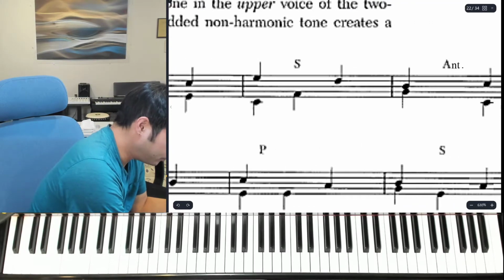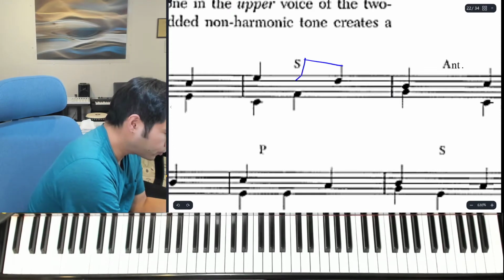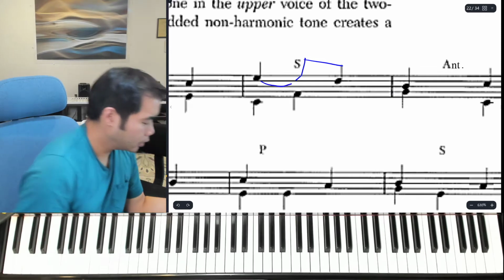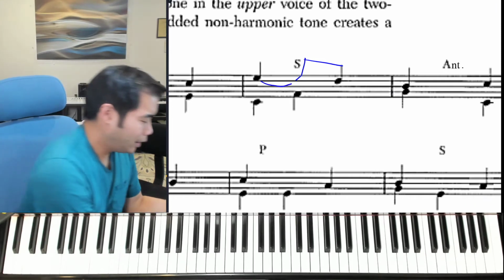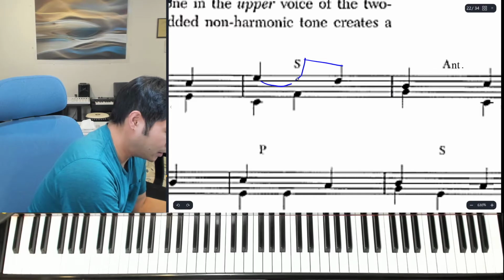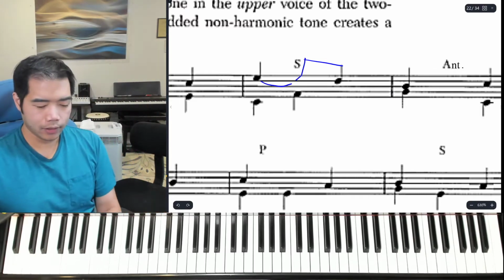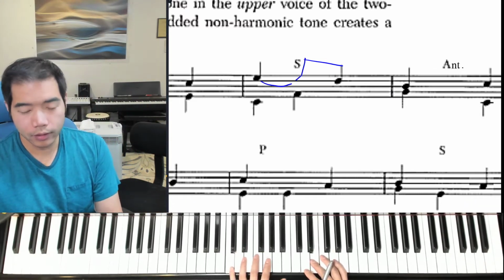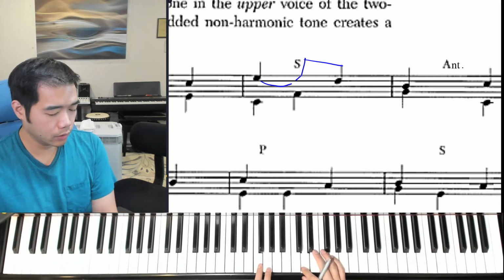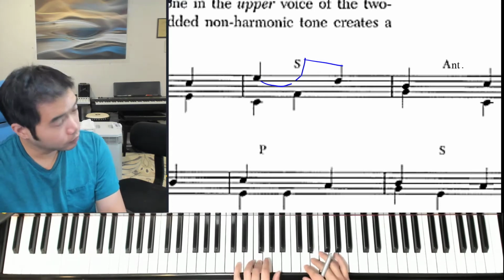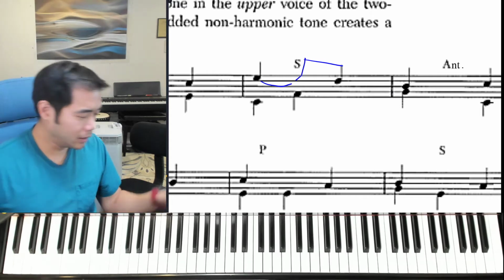Okay. In this case here, all right, suspension. So in this case, what I've done is I've just suspended this E and resolved it down a step. So here we have, see that? All right, that's a suspension.